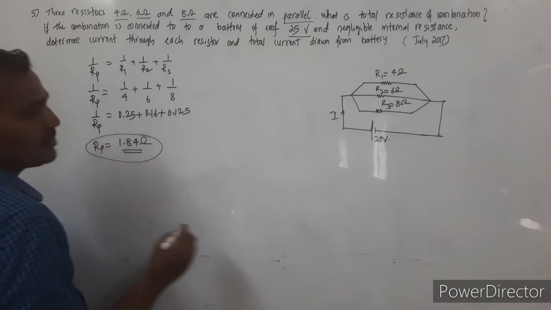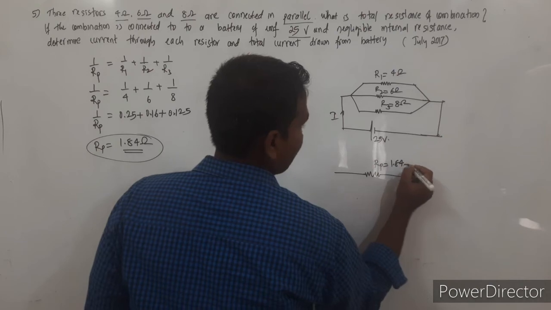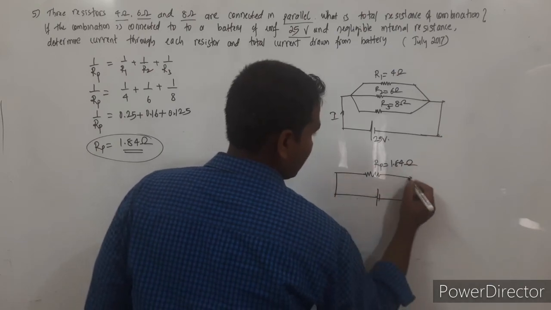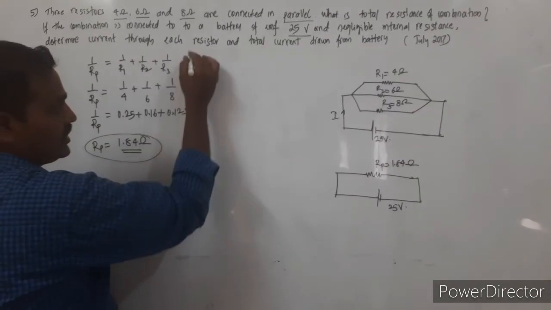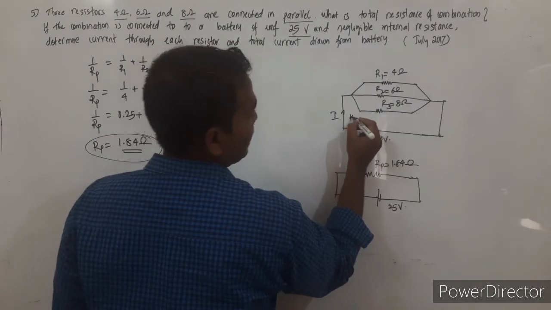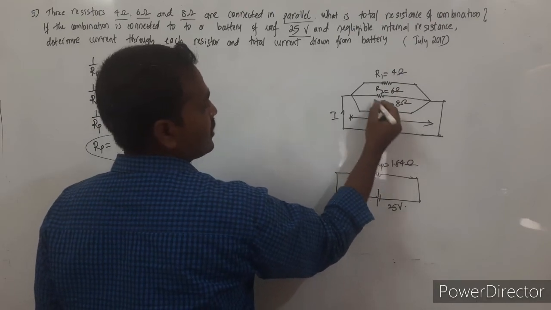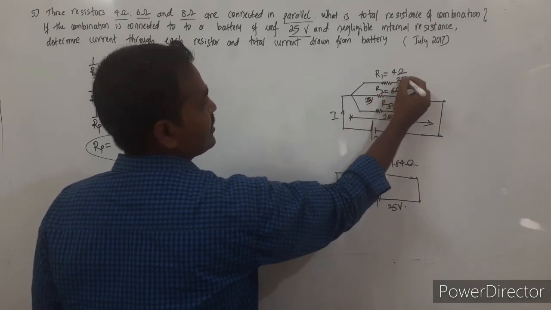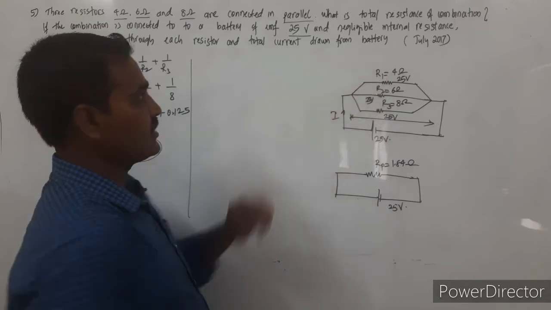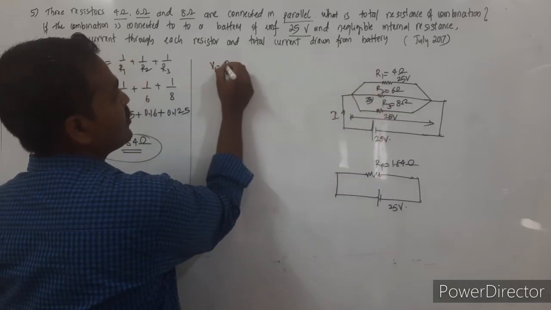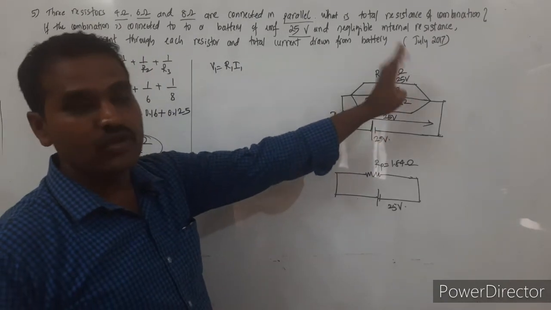This is the first part of the problem. If I draw the equivalent circuit like this, this is the value of 1.84 ohms. This is the supply voltage of 25 volt. Then we know when we have a parallel combination, the potential drop across each resistor will also be the same as the supply voltage. So across each resistor we have the same potential difference of 25 volt. Okay, all V1, V2, V3 are equal to 25 volt.